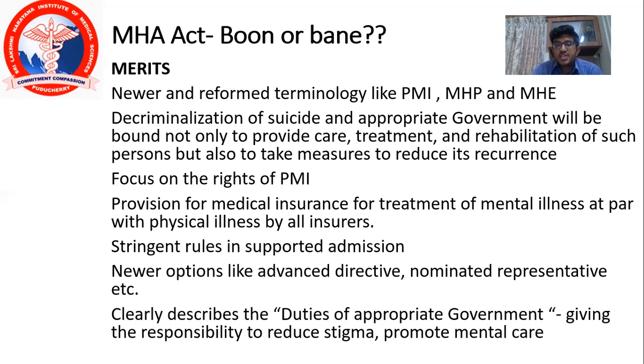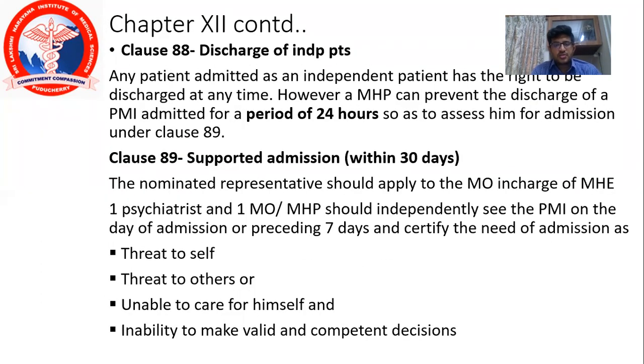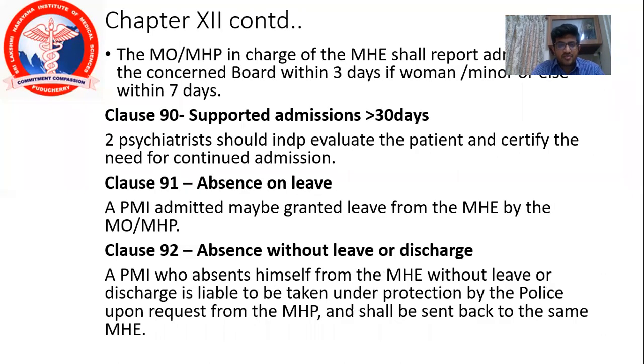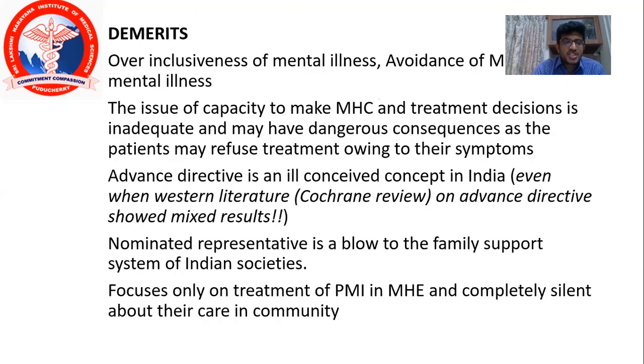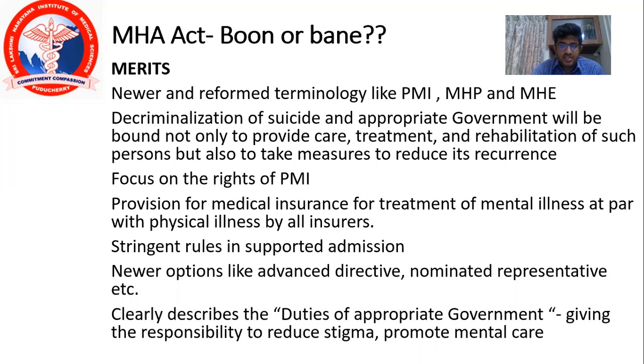There are stringent rules in supported admission. As we saw earlier, if it is within 30 days, a nominated representative should apply to the MO in charge of the MHE. One psychiatrist and one MO or MHP should independently see the PMI on the day of admission or in the preceding 7 days and certify the need for admission: threat to self, threat to others, or unable to care for himself, and inability to make a valid and competent decision. Whereas in supported admission for more than 30 days, two psychiatrists should independently evaluate the patient and certify the need for continued admission. So there are stringent laws for supported admission.